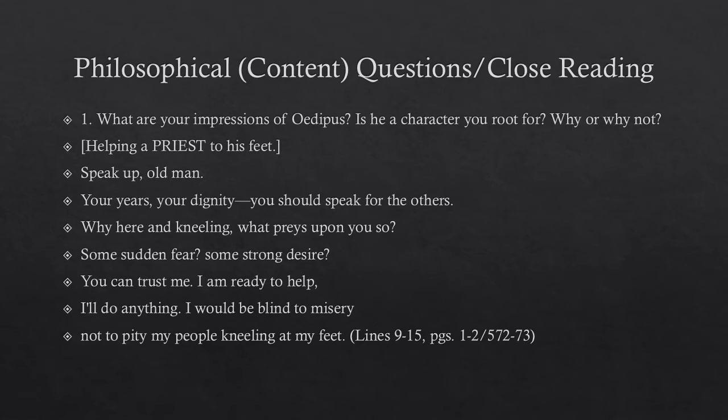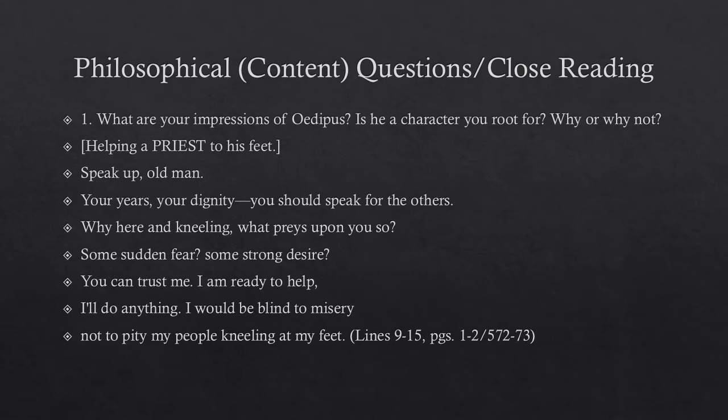So he's a king, which means he has people who are his citizens. He's responsible to them. Remember, the play is called Oedipus the King. And so he's got a priest here, one of his people, one of the citizens of Thebes, kneeling at his feet. And so he pledges here to help his people. "I am ready to help. You can trust me. I'll do anything." He basically says he would be wrong to not pity his people. So again, that's the Greek word translated for pity, reminiscent of our discussion of catharsis, right?